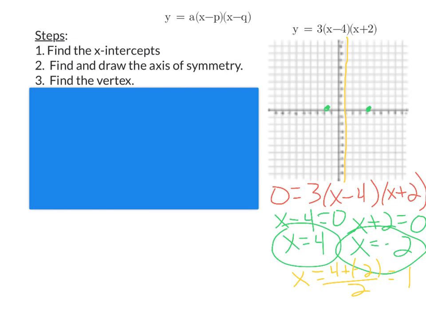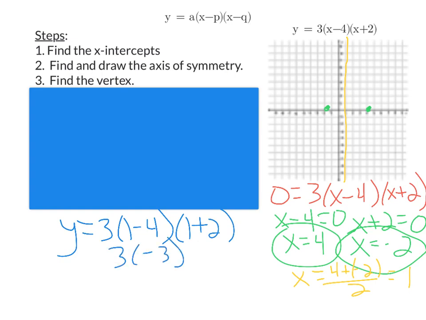So I have y equals 3 times 1 minus 4 times 1 plus 2. So I have 3 times negative 3 times 3. 3 times negative 3 is negative 9, times 3 is negative 27. So my vertex is the point 1, negative 27.